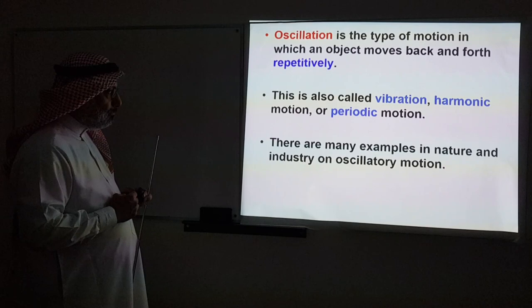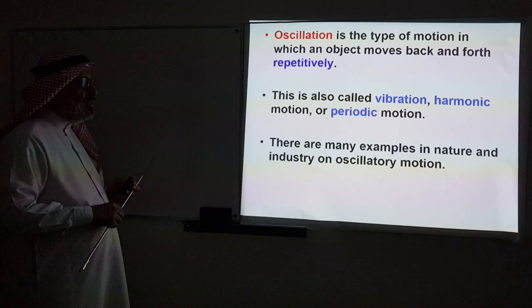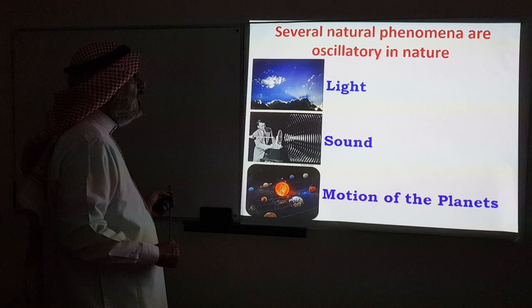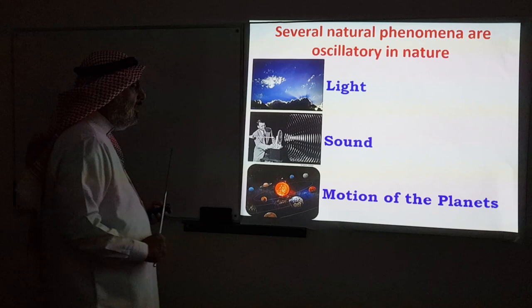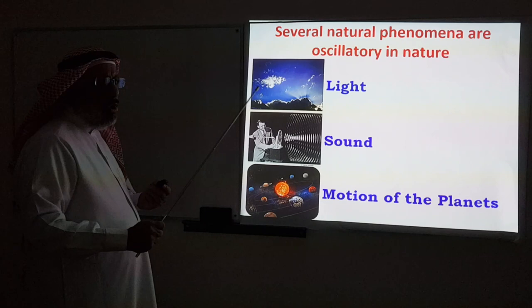There are plenty of examples in nature and industry of oscillatory motion. Here are some of them. Some natural phenomena are oscillatory in nature. The light we see, the sound we hear, and the motion of the planets are all examples of oscillatory or periodic motion.